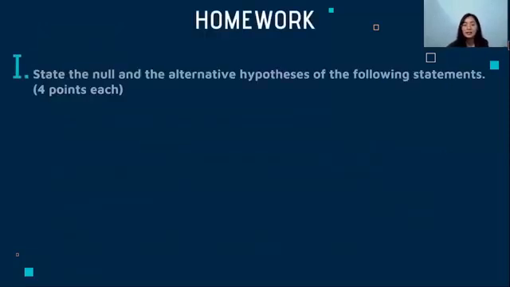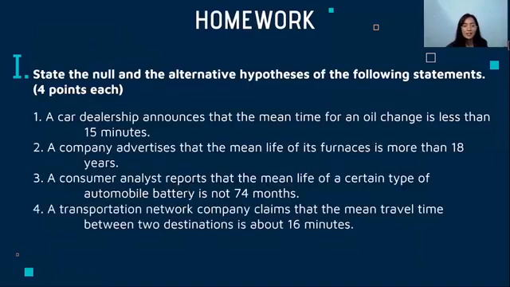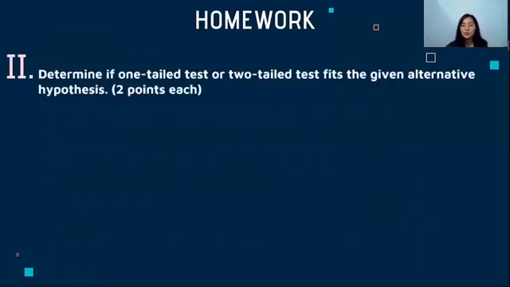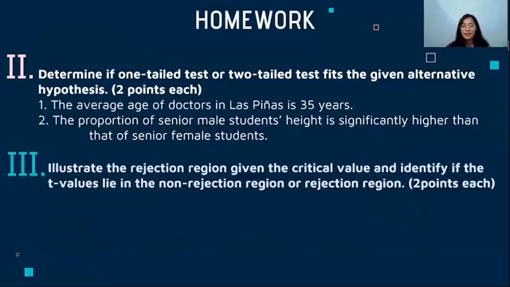For test 1, state the null and alternative hypothesis of the following statements. This is 4 points each with 4 items. I guess that you already captured a screenshot of this slide. Now let's have the second slide. Test 2: determine if a one-tailed test or two-tailed test fits the given alternative hypothesis. And for test 3, illustrate the rejection region given the critical value and identify if the t values lie in the non-rejection region or rejection region. We also have 2 items here.